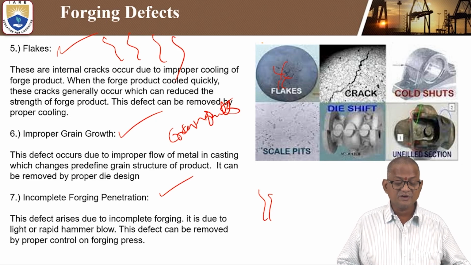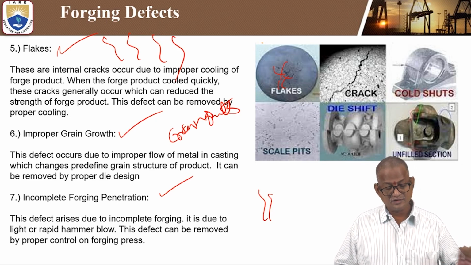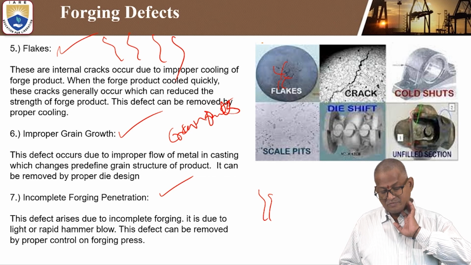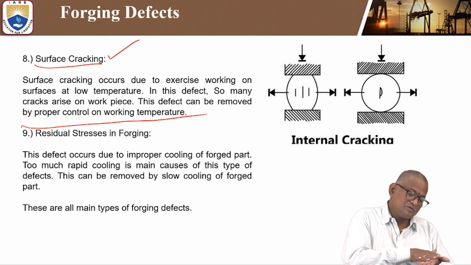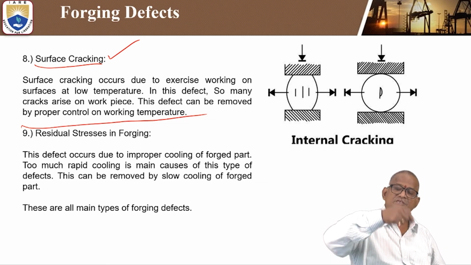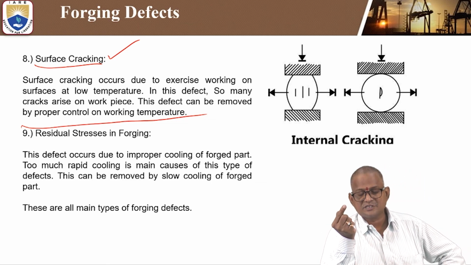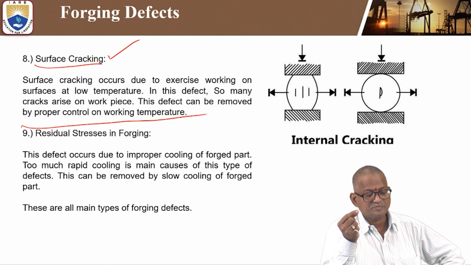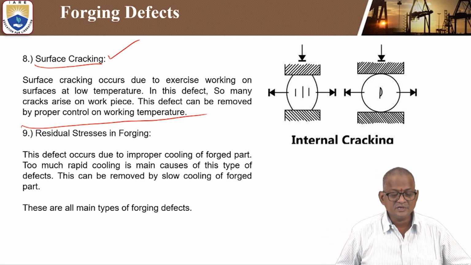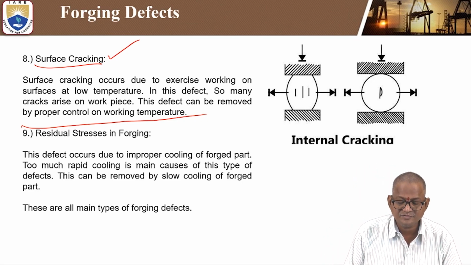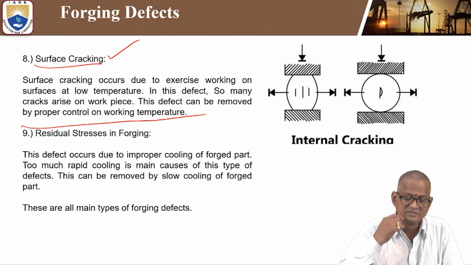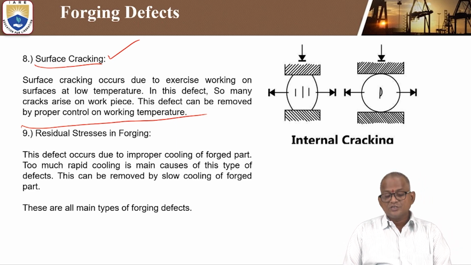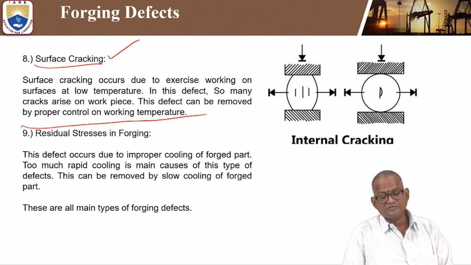So that is why flakes, improper grain growth, incomplete forging penetration, and surface cracks occur, in some cases with powder metallurgy. They always use pins and some sharp kind of equipment. Rapid cooling is also a main cause of this type of defect. This can be removed by slow cooling of the forged part.